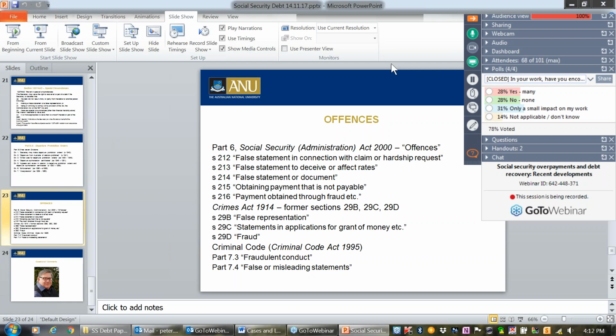What was it, 28? That one was in your work. Have you encountered Robodebts? Yeah. Well, that's the 28% does equate with the fact we've got a fairly high proportion of lawyers, and I'm assuming legal aid or community legal centre lawyers. So it means to say that robodebts are coming through the front door for those lawyers. 28% no, 31% only a small impact. So the 28% I would suggest are a subset of the CLC and legal aid lawyer group.